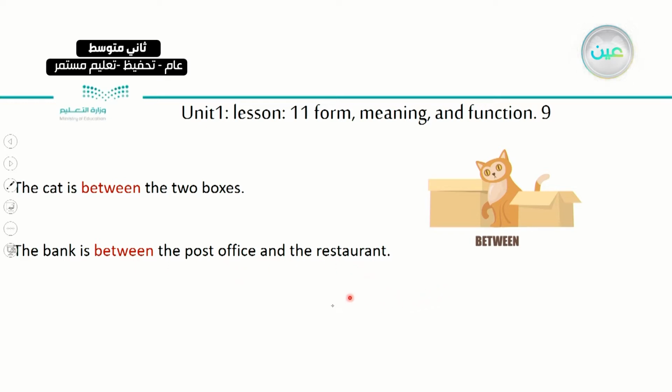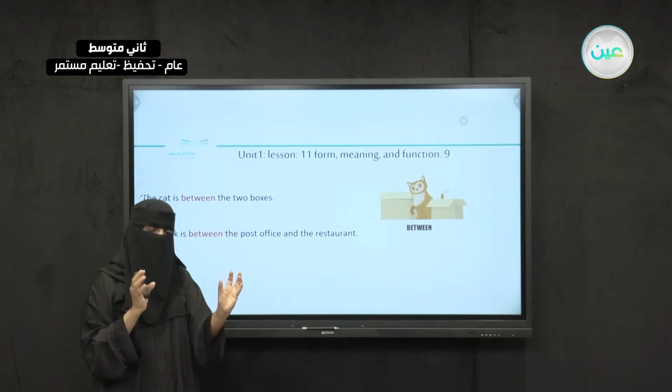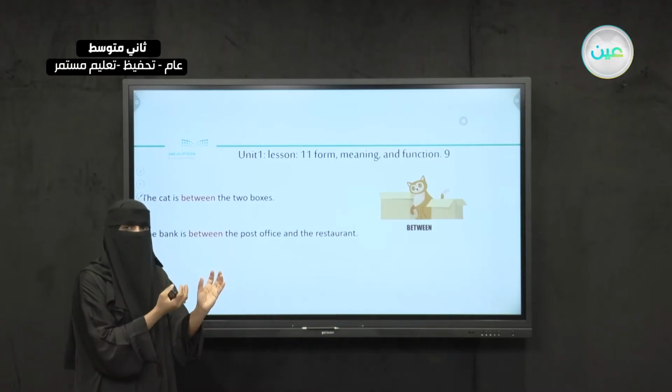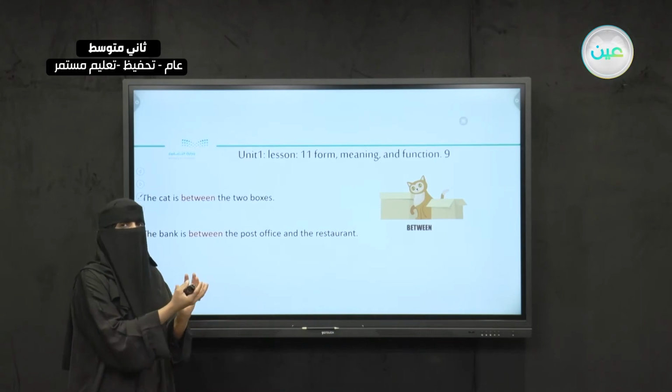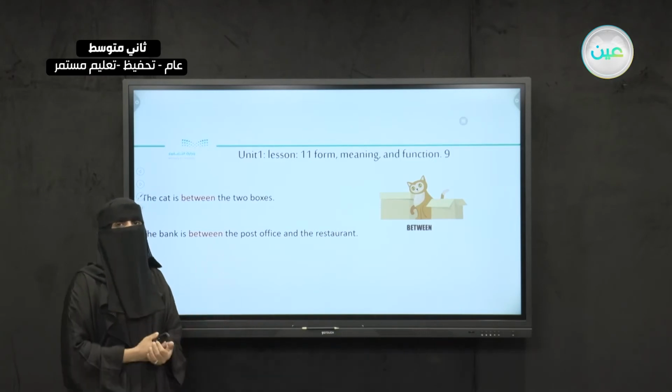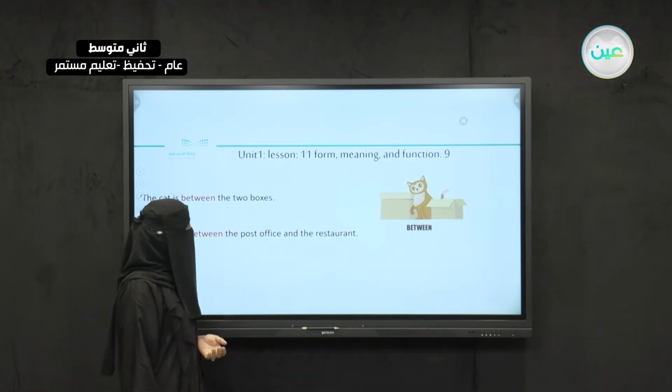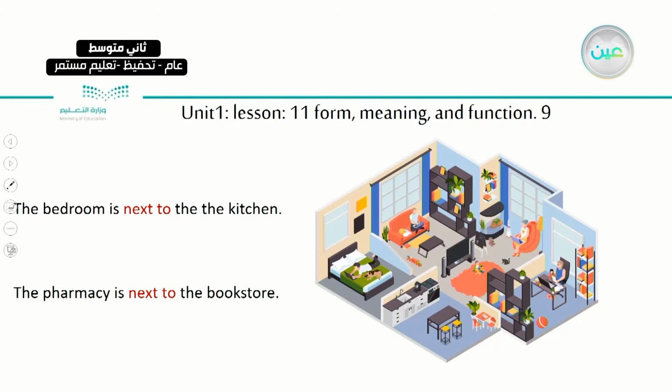Okay, so you have three buildings in front of you, and they said that the bank is in the middle. We can say between two things. It's in the middle. We have the post office and the restaurant. In the middle, we have the bank. So the bank is between these two other buildings, okay? Also here, we have another example, another picture. This is a picture of a house, okay?